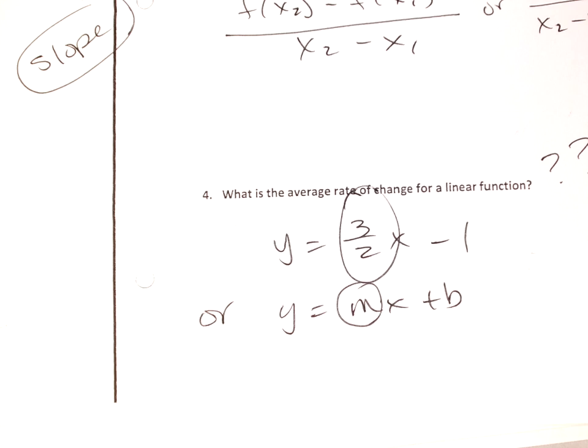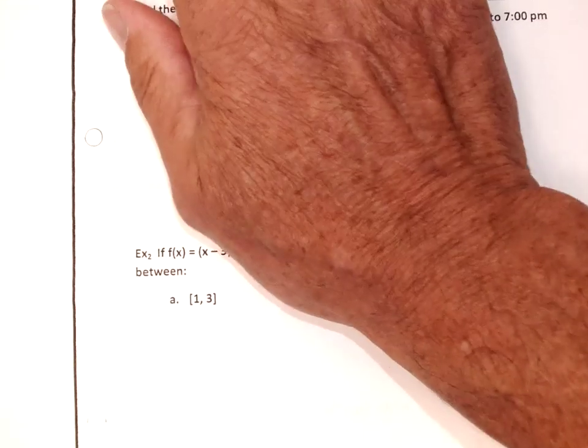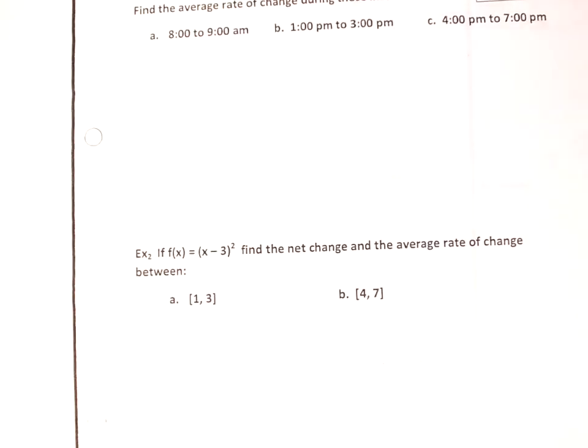Okay. So, example 1. The table below shows the outdoor temperatures on a spring day. Make a scatter plot. Well, I can do that. That's pretty easy. I'm going to get my graph paper out. I'm just going to keep teaching, okay?